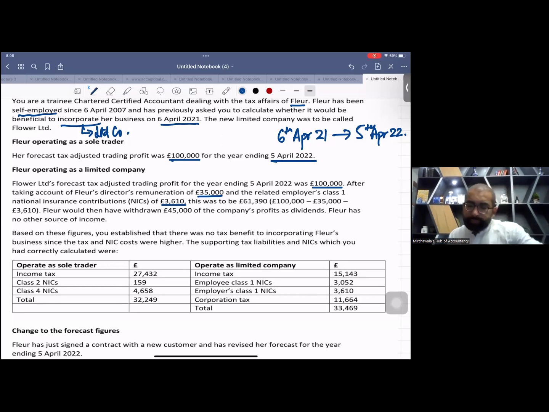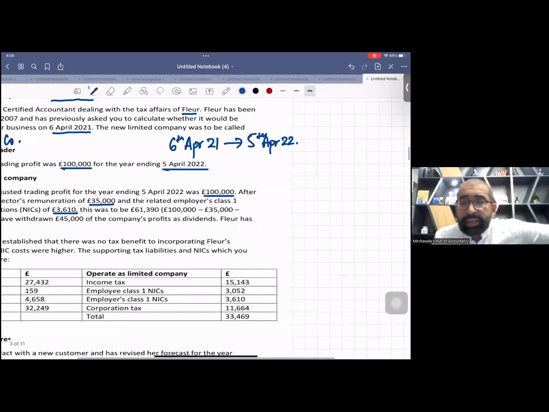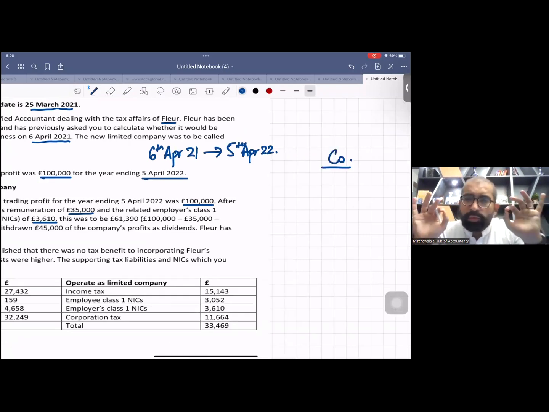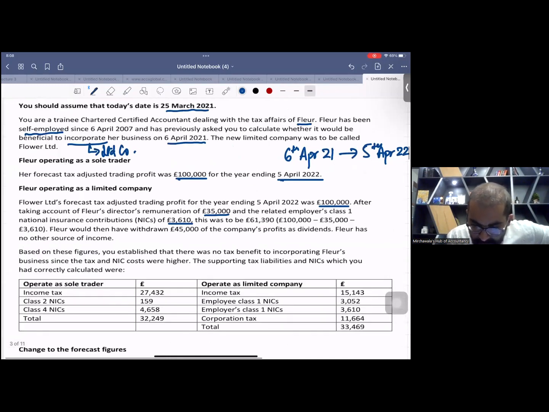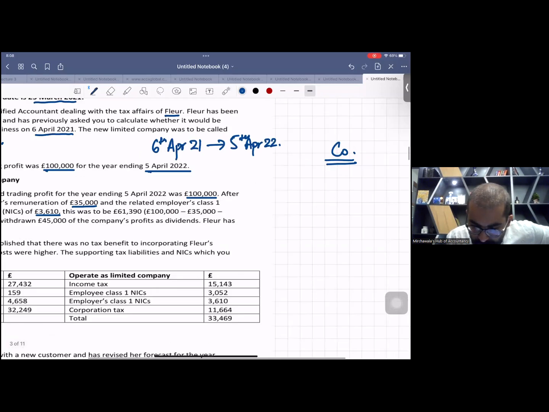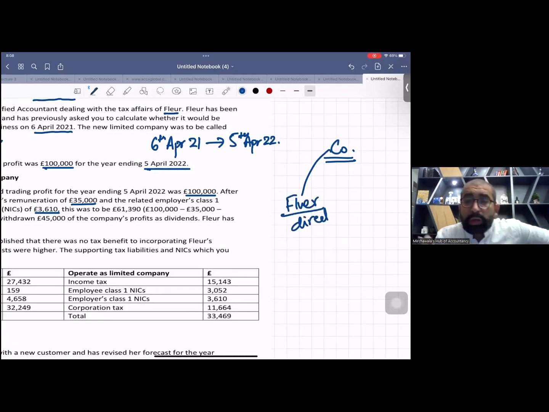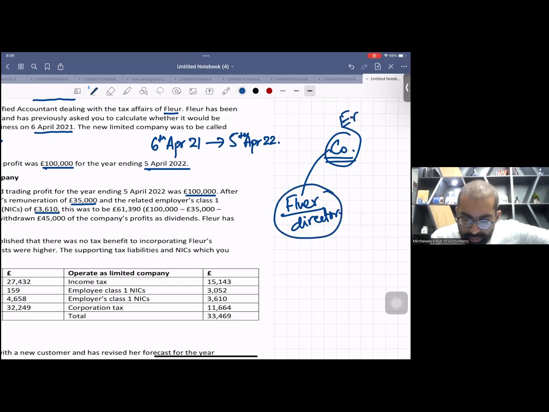Right, now wait. Let me explain to you. Let us say we incorporated a company. Go very slow. We just formed a company. And now this guy, the name of this guy is Fleur, became the director of this company. For your information, the director is basically the employee of the company. So the company is the employer and this director Fleur is the employee.